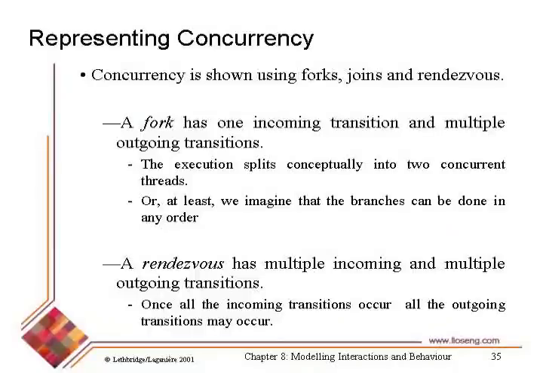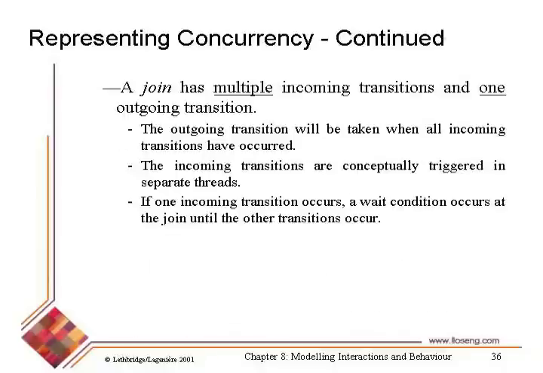Okay, so I've just basically explained these various kinds of things. Rendezvous, okay, once all of the incoming transitions occur, then all of the outgoing paths can be taken. That's the concept. Okay, a join, the outgoing transition will be taken when all incoming transitions have occurred. We saw that at the bottom part of the earlier diagram.